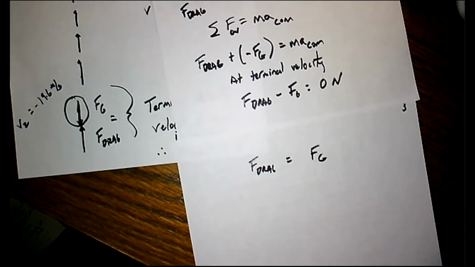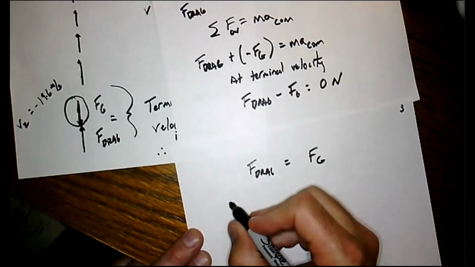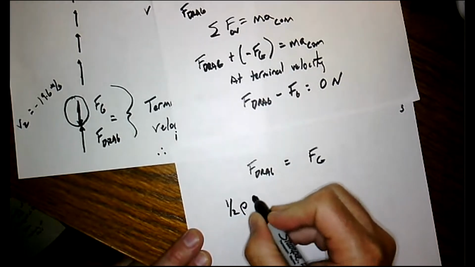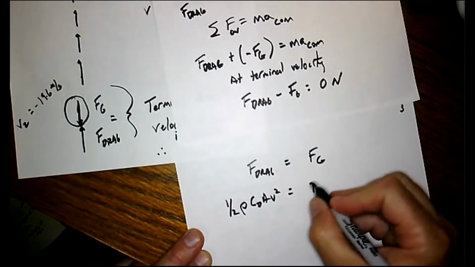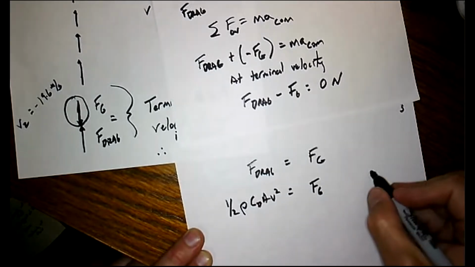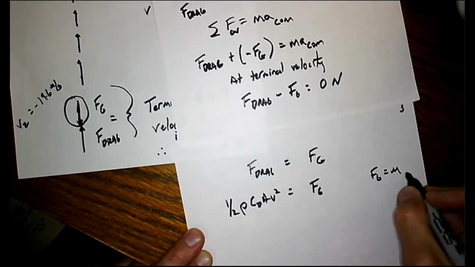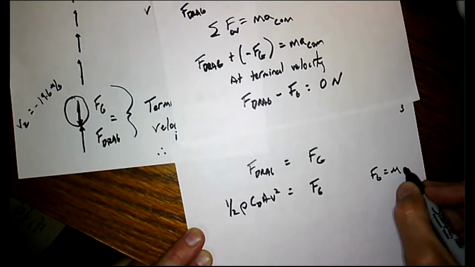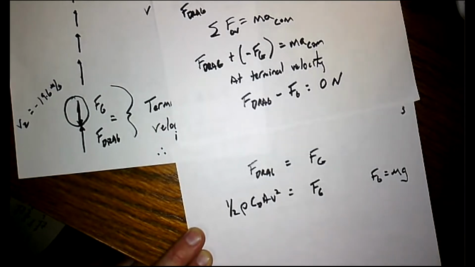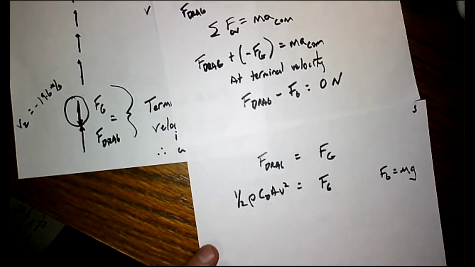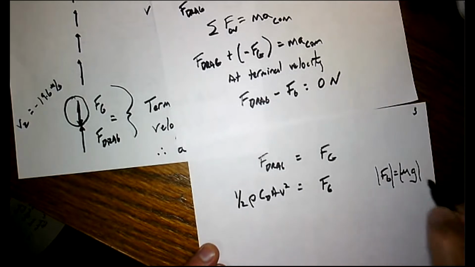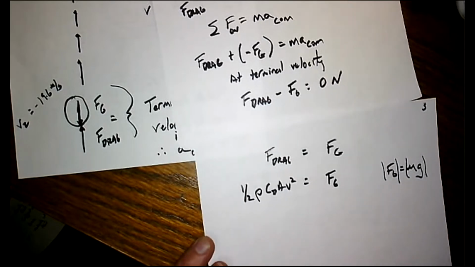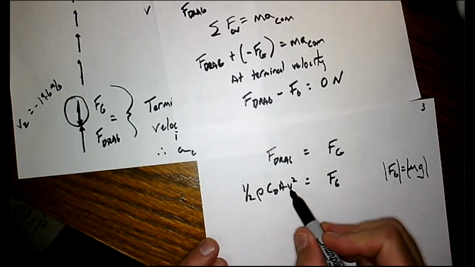Now, remember, we want to figure out the terminal velocity. So I'm going to put in the drag equation here. 1/2 rho Cd A v squared equals, I'll just leave it as Fg for now, but remember Fg is equal to the mass of the object times the acceleration due to the force of gravity. Okay, so that's the weight of the object. And I should do absolute value here just so I'm not being too lazy. All right, so now what I want to do is solve for v.